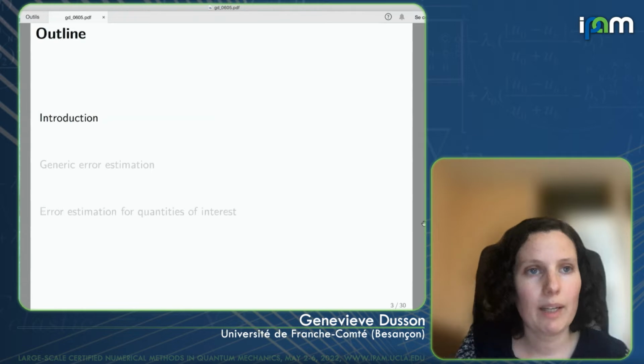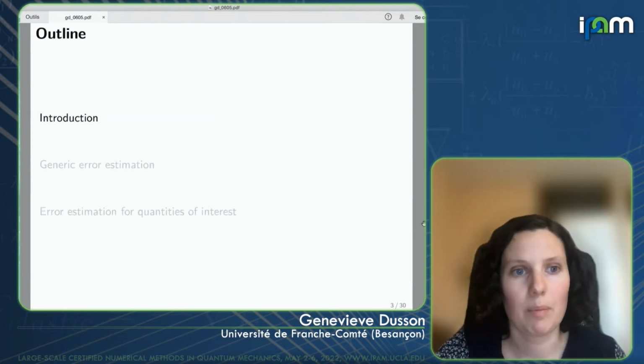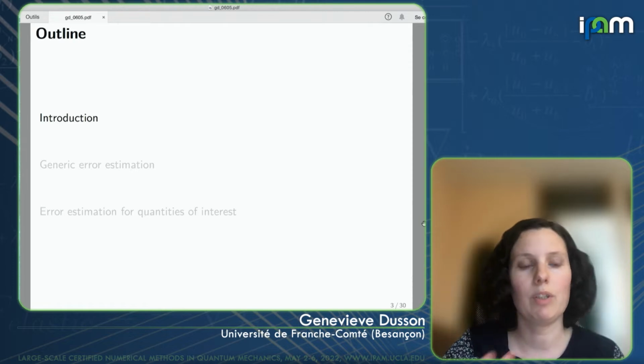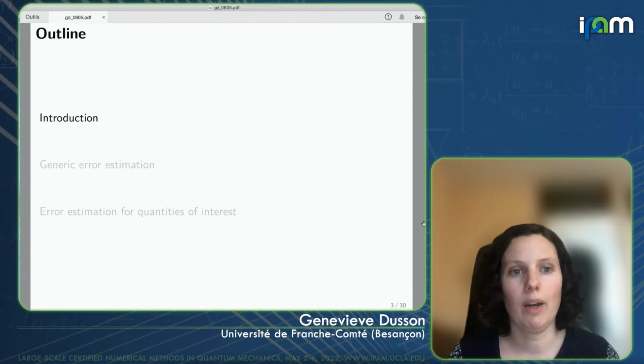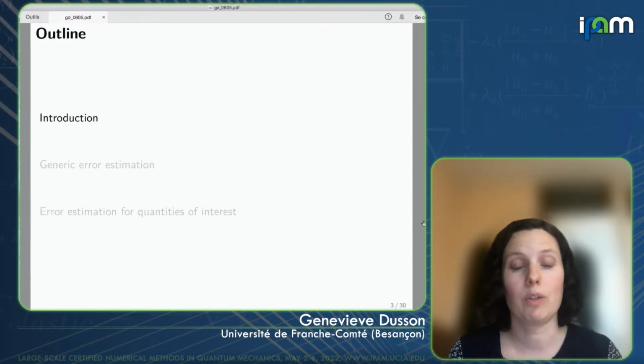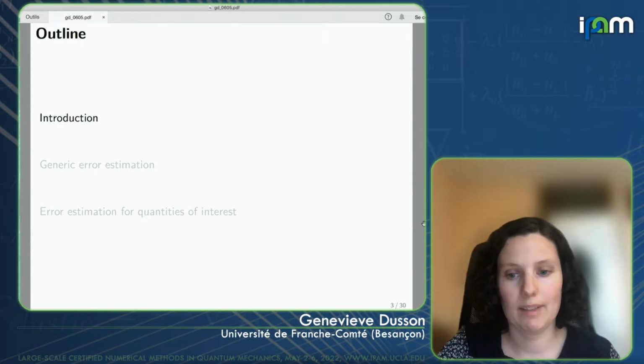Okay, so the outline of my talk will be as follows. I will start with some introduction, and then I will present how to do error estimation in a very generic framework, and also how to do error estimation on quantities of interest. And then I will apply it to our specific case of density functional theory.